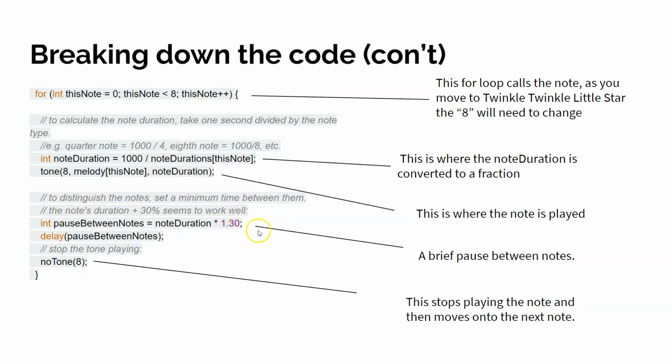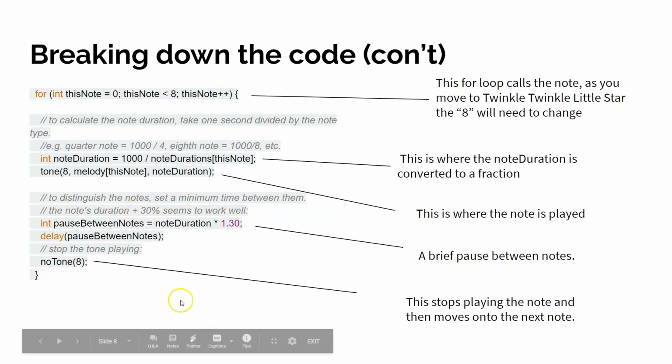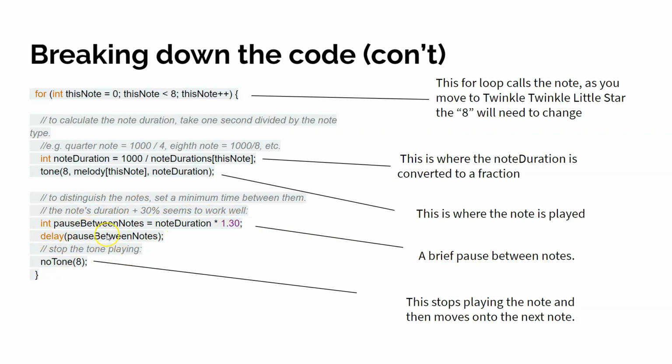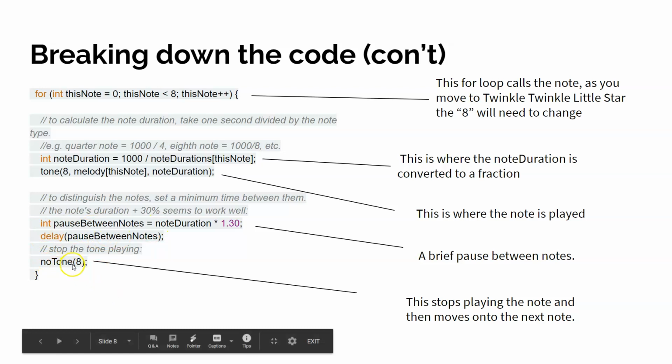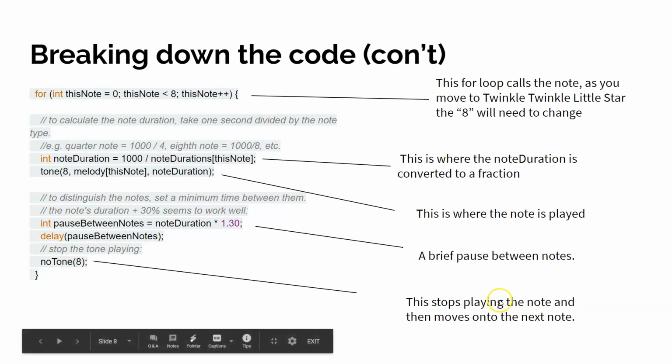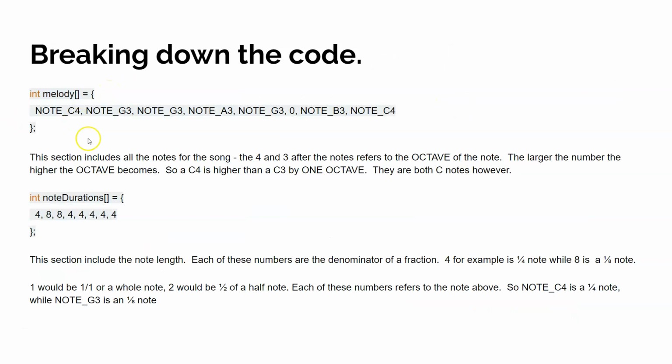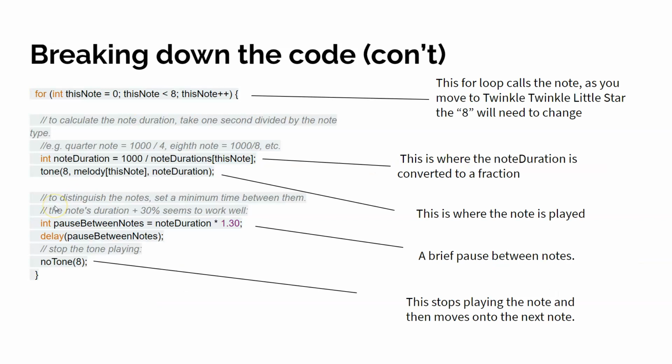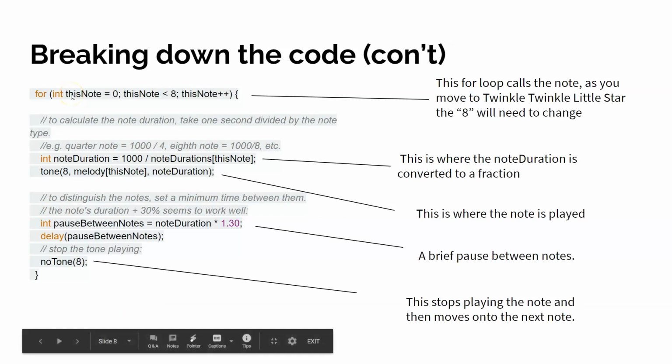I'm going to pause in between our notes. You don't really need to edit that too much, and this actually creates that pause. And then noTone on pin 8 is going to stop playing music on pin 8, which is going to essentially stop that particular note. Then we're going to go back through the for loop, and this time this note would be equal to 1. So that would refer to note G3 and note duration 8, and it would repeat the process.